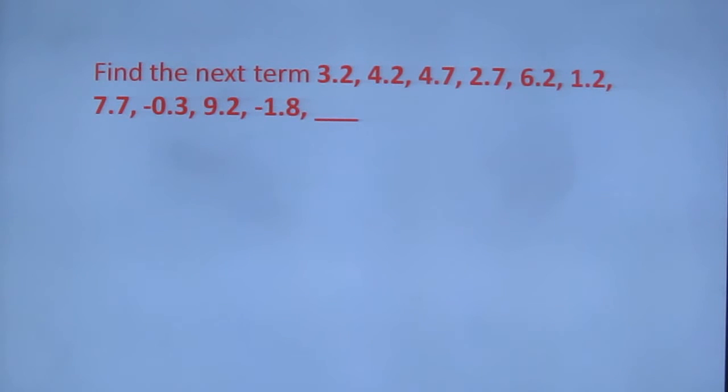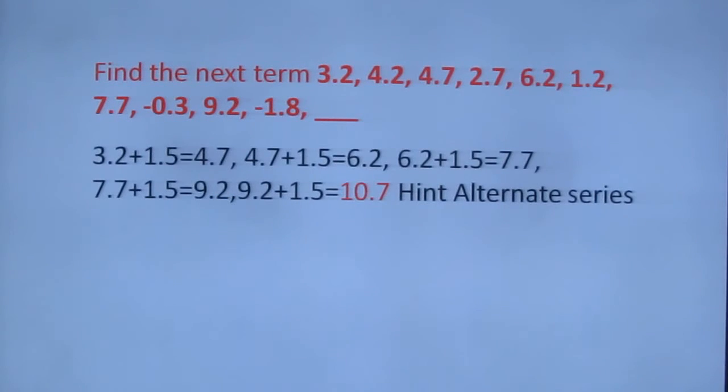How to do this question in another way? Have you got the answer? You are doing it simultaneously while I am describing the question? Yes, very good, that's a good way. 3.2 plus 1.5 is 4.7. 4.7 plus 1.5 is 6.2. 6.2 plus 1.5 is 7.7. 7.7 plus 1.5 is 9.2. 9.2 plus 1.5 is 10.7.